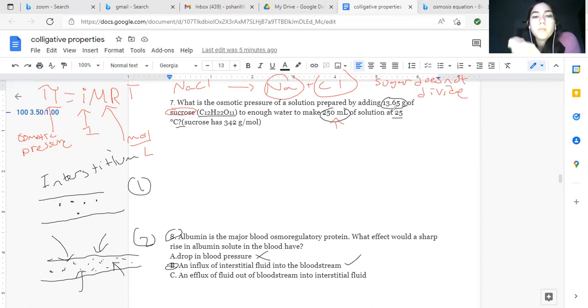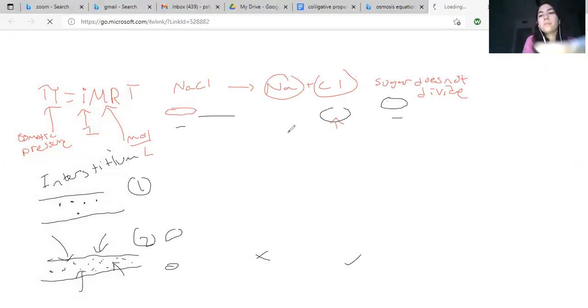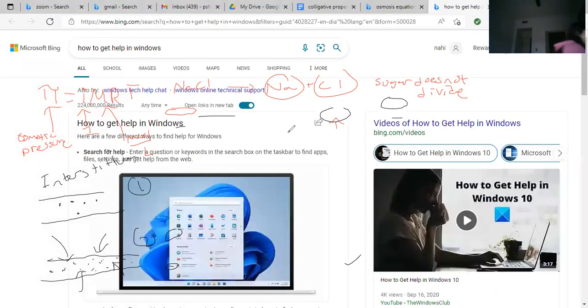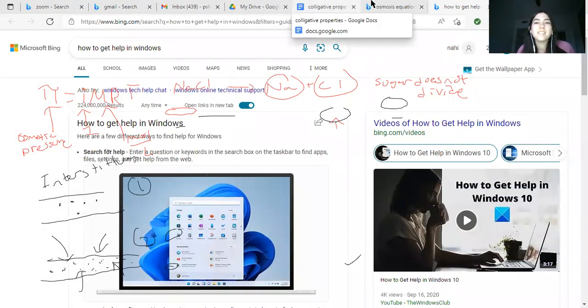We have 13.65 grams of sugar. He's so cute. Oh, the screen changed.